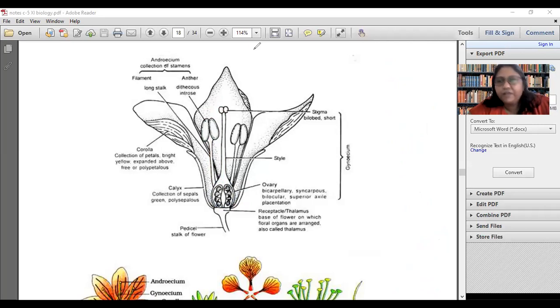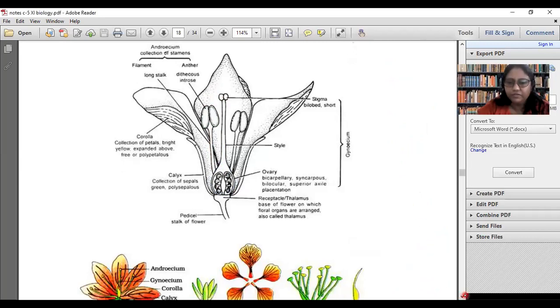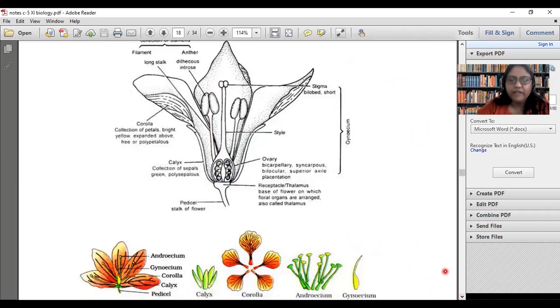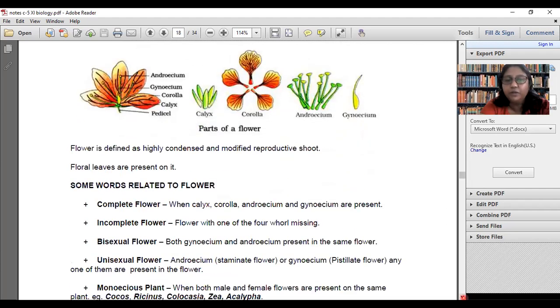A monoecious plant is one in which, in the same plant, there is presence of male and female reproductive structures. Now, in a flower, in a similar way, both androecium and gynoecium can be present. That flower is known as a bisexual flower. If either androecium or gynoecium is present, we call that type of flower unisexual. The term dioecious is generally not used for flowers, it is used for plants.